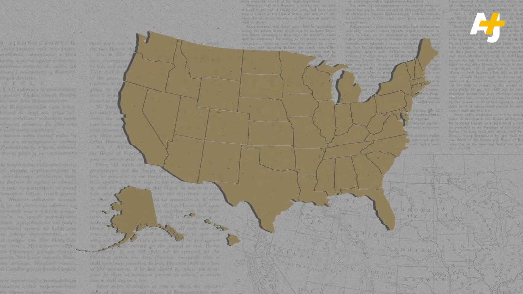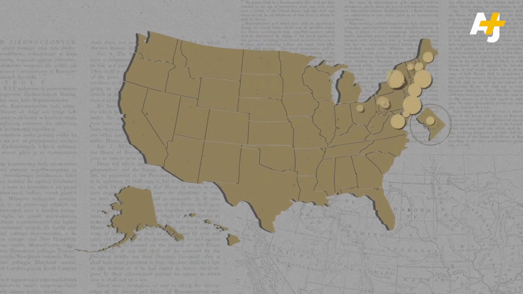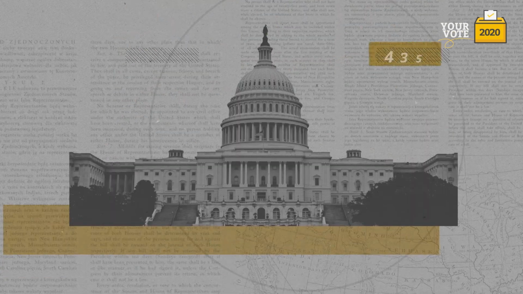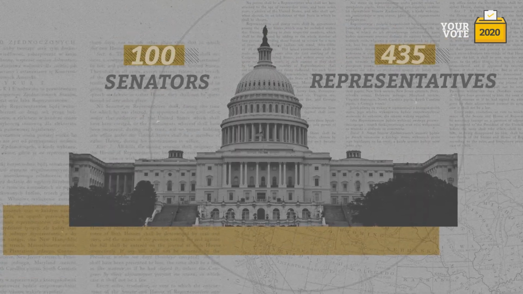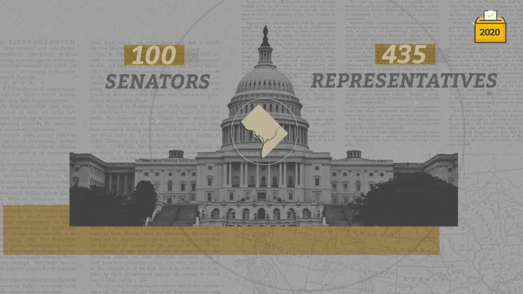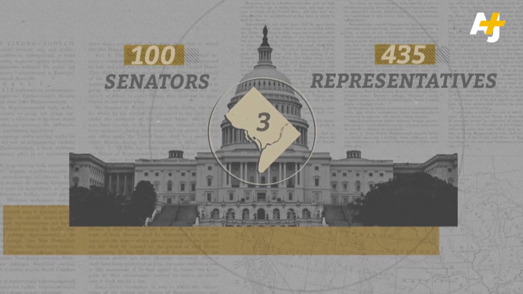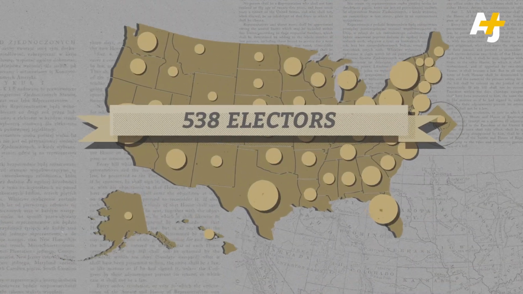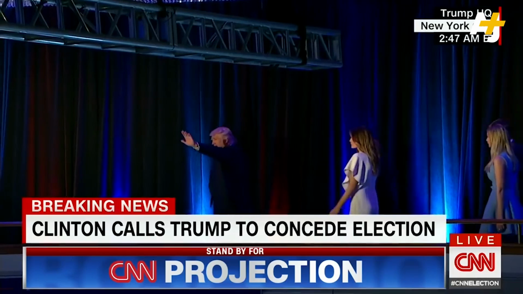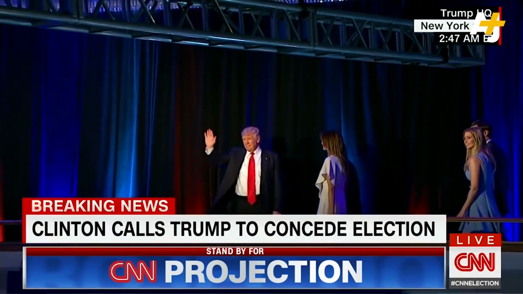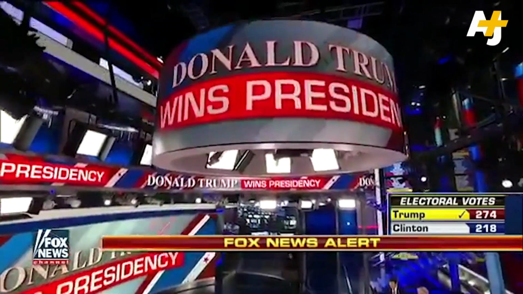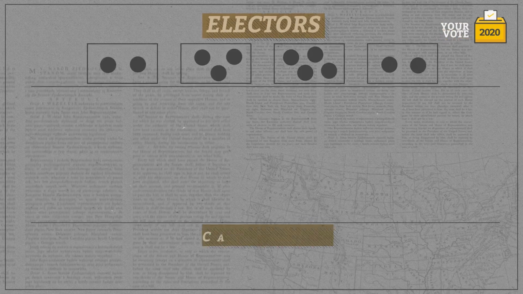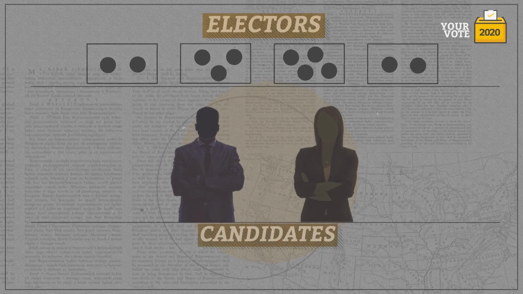50 states plus the District of Columbia are each assigned a number of electors, delegates to the Electoral College. Each state is allocated as many electors as it has members of Congress, including Washington, D.C., which has 3 electors. This means there are currently 538 electors who make up the Electoral College. Usually on election night, a projected winner is announced after Americans have cast their ballots. But in mid-December, these electors gather in their state and cast their vote for the presidential candidate.